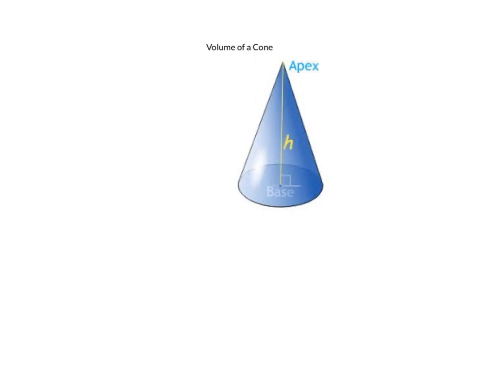The formula for the volume of a cone is the same as that for the volume of a pyramid, which is to say V equals 1/3 of the area of the base times the height.